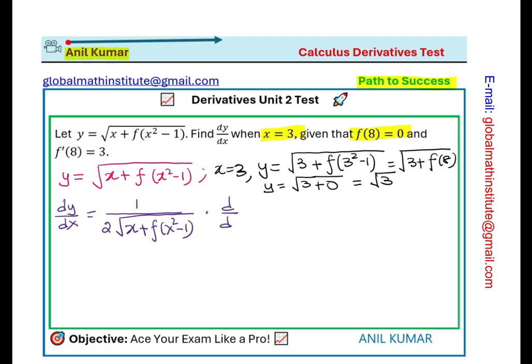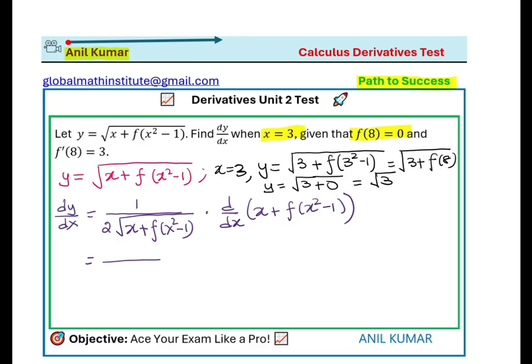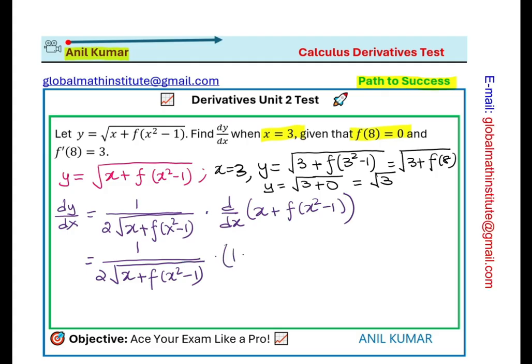Times the derivative of the inside function, which in this case is x plus f of x square minus 1, correct? Now, what is this derivative? So let's rewrite: 1 over 2 square root of x plus f of x square minus 1, and the derivative is 1 plus f prime of x square minus 1 times the derivative of the inside function, which is 2x. So that becomes the derivative, correct?